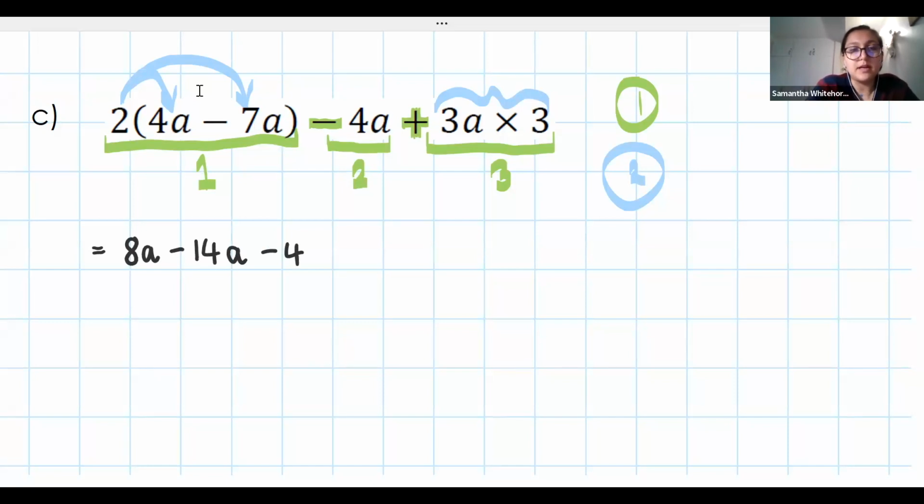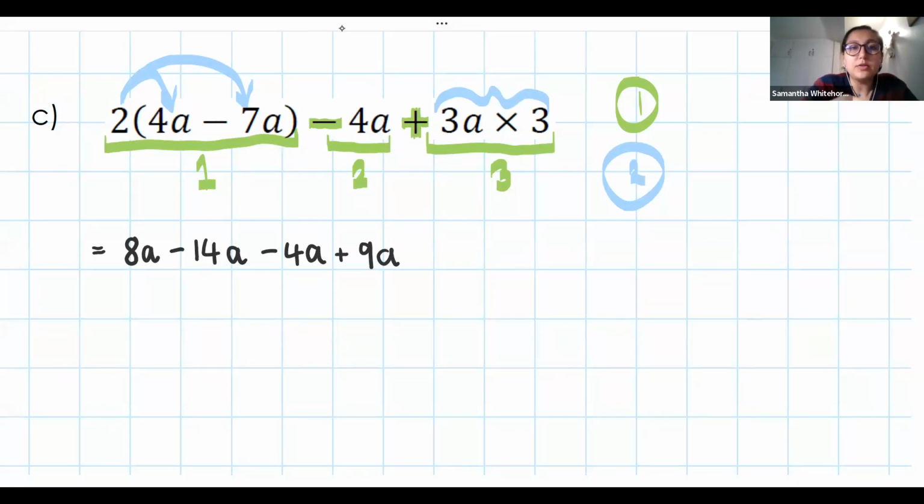Then we have that minus 4a. Remember we said that it doesn't do anything. There's nothing that I can do to that specific term. There's no multiplication, division, or exponent, so it just is. And then in my third term, I need to multiply. Positive times a positive is a positive. 3 times 3 is 9, and then we've got our 9a.